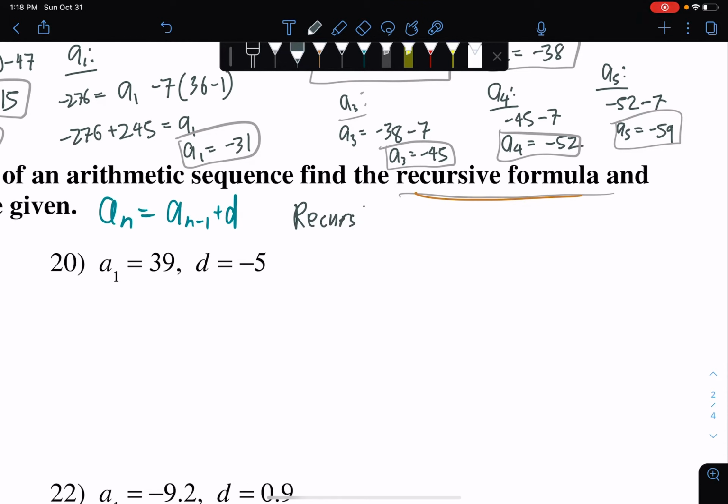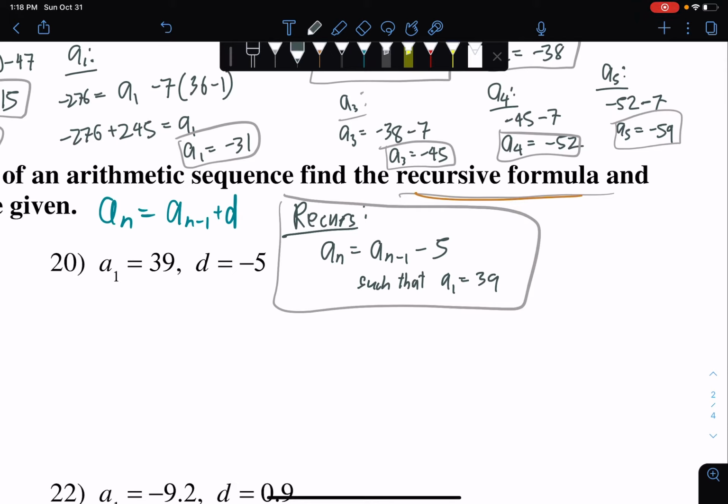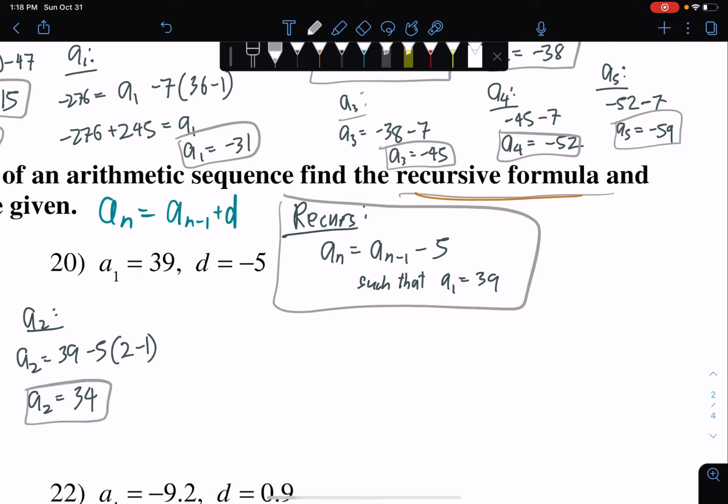Recursive. Okay. A sub n is equal to a sub n minus 1 minus 5 such that a sub 1 is equal to 39. That's how we display the recursive. So a sub 2 is equal to 39 minus 5 times the quantity 2 minus 1. A sub 2 is equal to 39 minus 5 times 1 basically, we get 34. A sub 2 is 34.